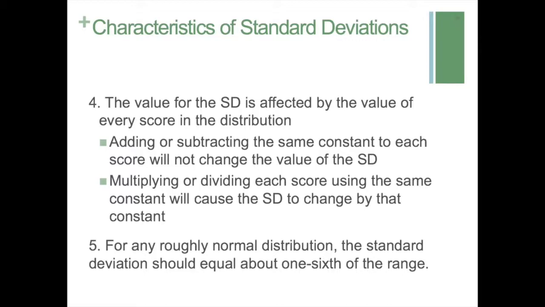And then one final characteristic here is that for any roughly normal distribution, the standard deviation should be equal to about 1/6 of the range. That's just going back to this idea about the bell curve: in an adequately normal distribution, the standard deviation is going to cover a certain range of that data set. And if you're finding standard deviations in any of your measurements that aren't particularly close to 1/6 of the range or aren't close to what you'd expect, then you may not be dealing with a normal distribution.